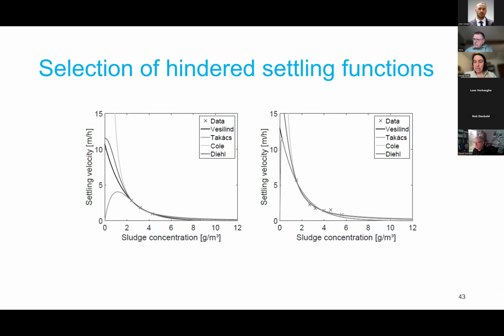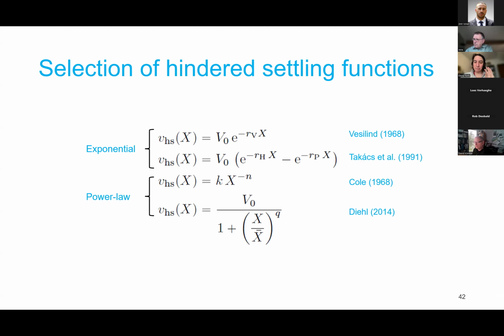The only thing I want to mention here is that the selection of the hindered settling function becomes more important if you want to add compression settling, because compression works against the hindered settling, so they kind of interact with each other. So the choice of one will impact the other.